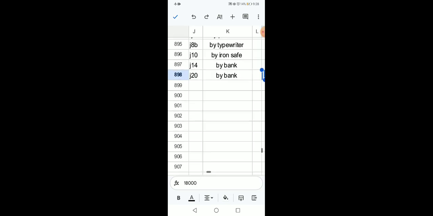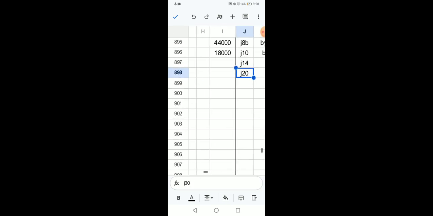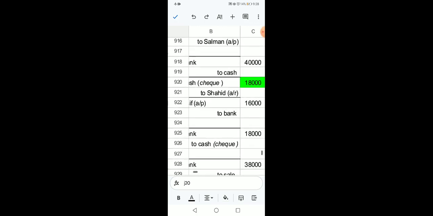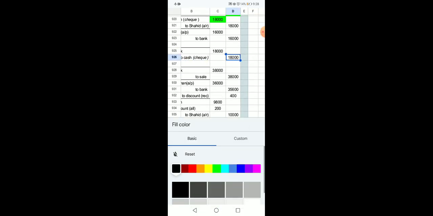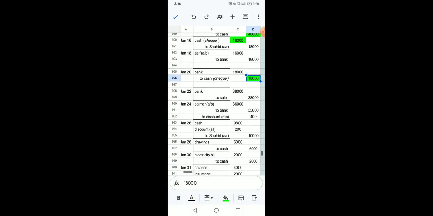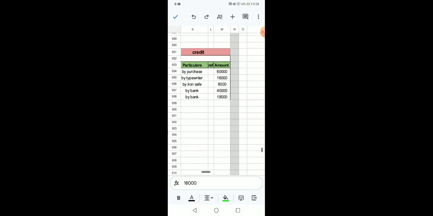Now let's see, 18,000 was the amount, J20 was the entry which we have completed. Let's go, what is next. This was your January 20 and cash was credited by 18,000. The amount is already posted, meaning the entry has been completed. We have written 18,000 on the credit side of the cash. Yes, so the entry is completed, 18,000, January 20.